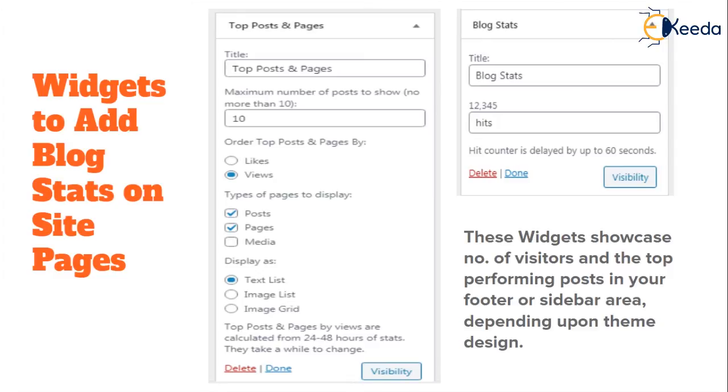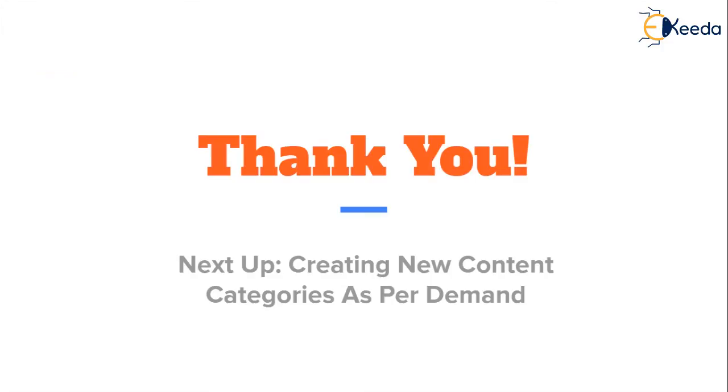So that's what you can do by sharing your blog's performance and milestones with your readers. Next up, we'll talk about creating new content categories as per your readers' demand.